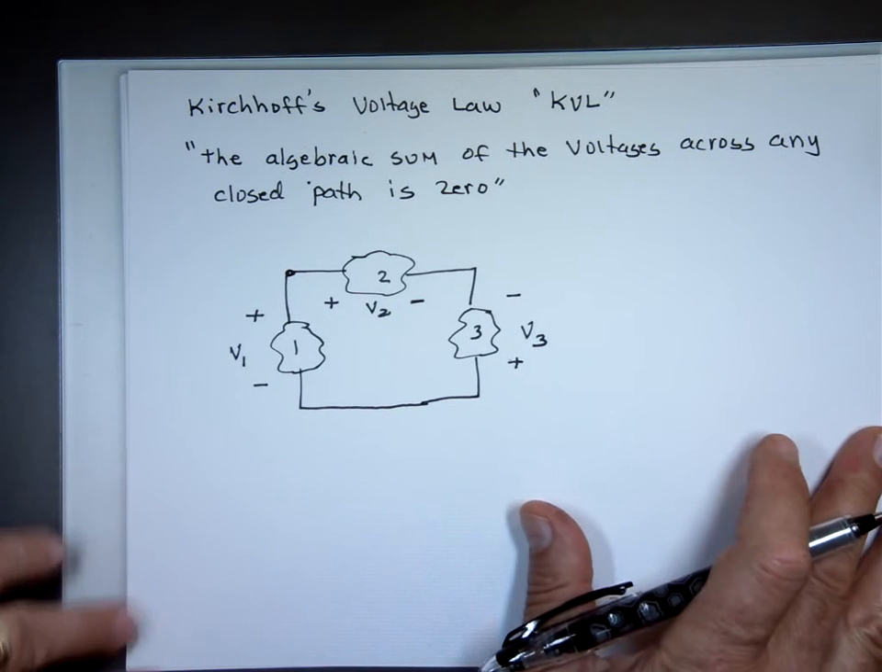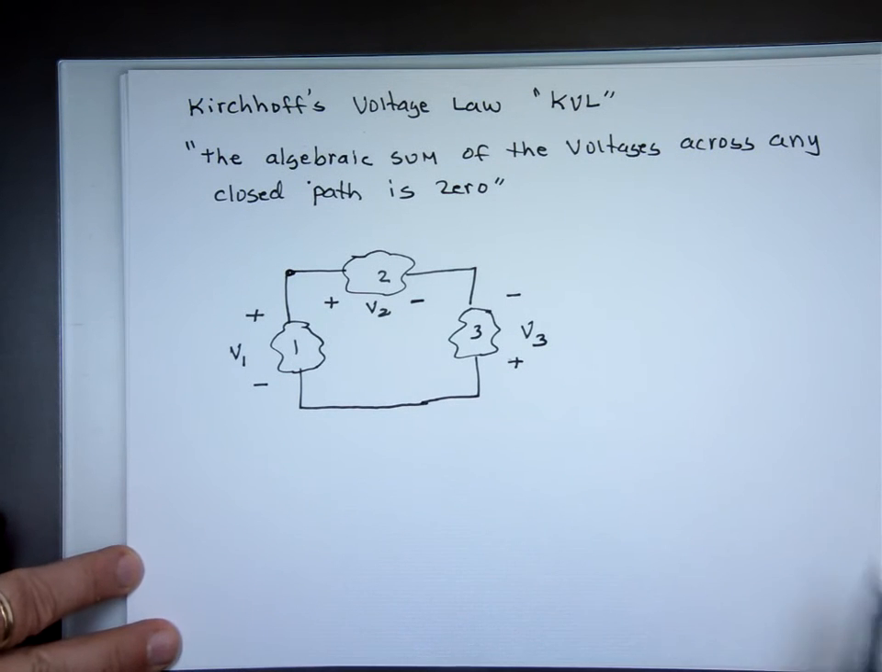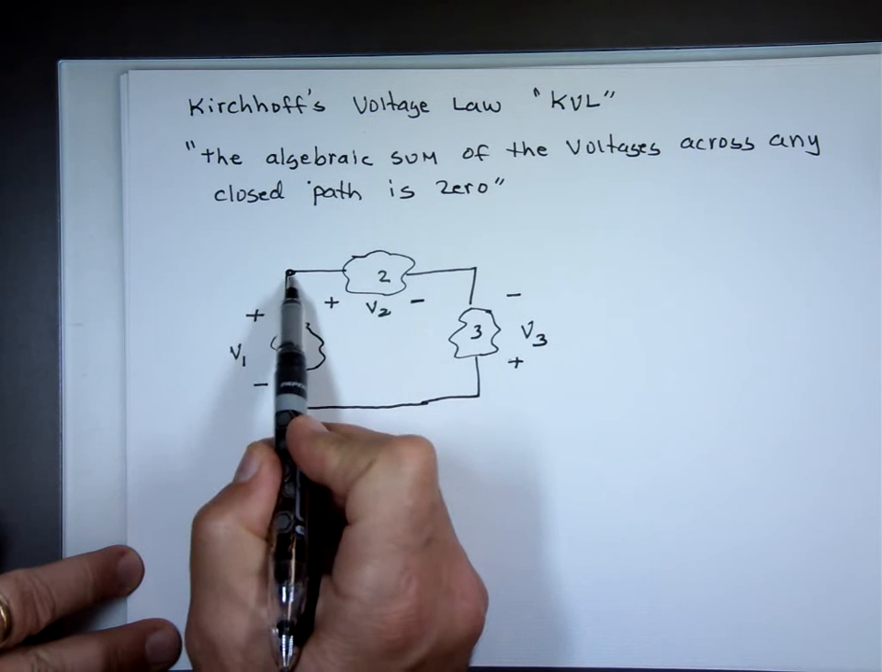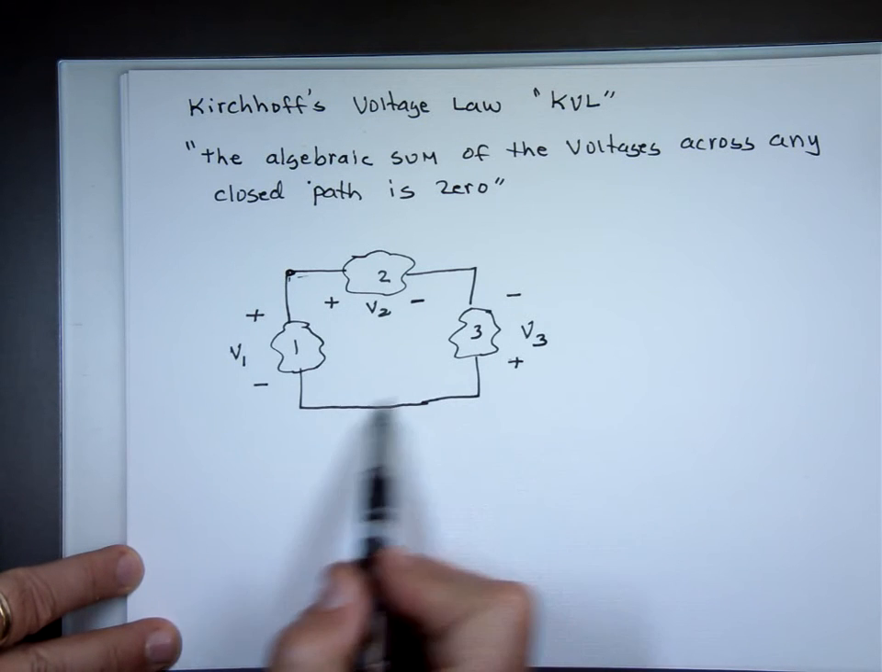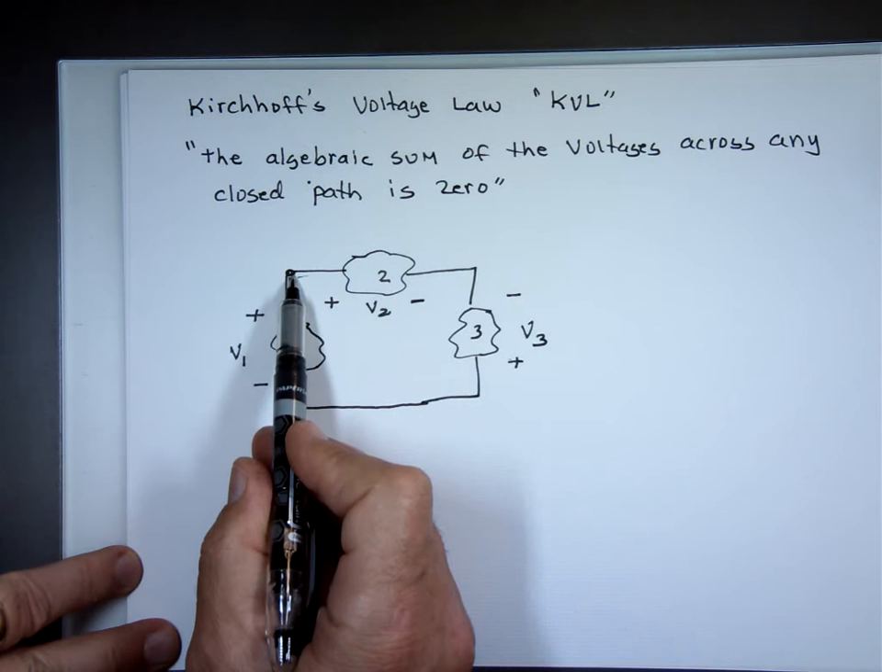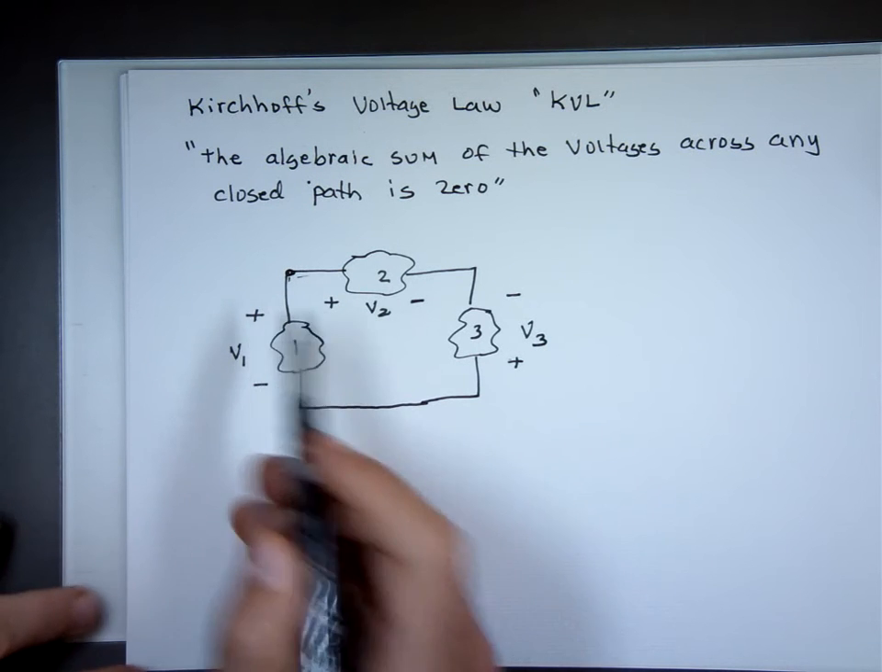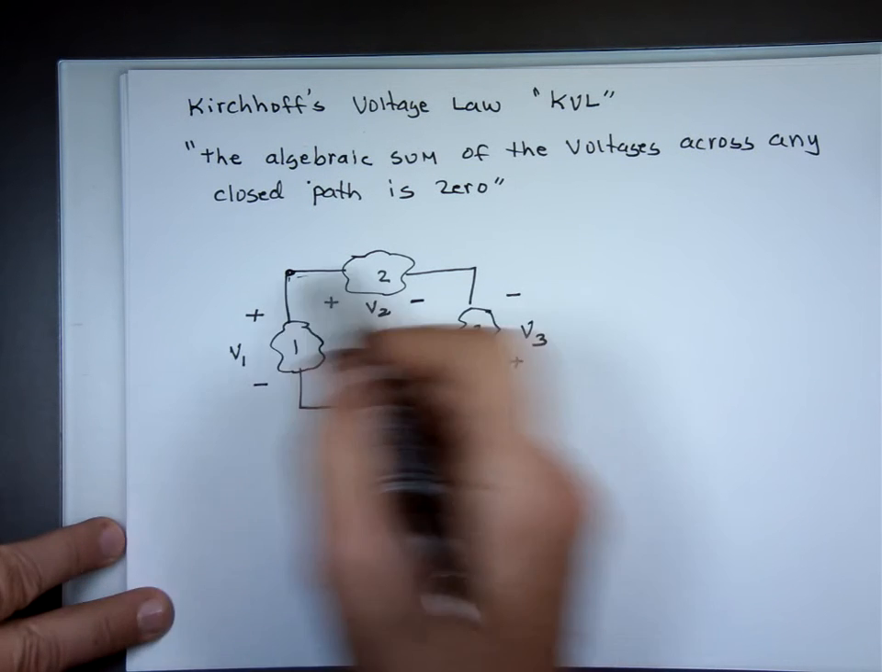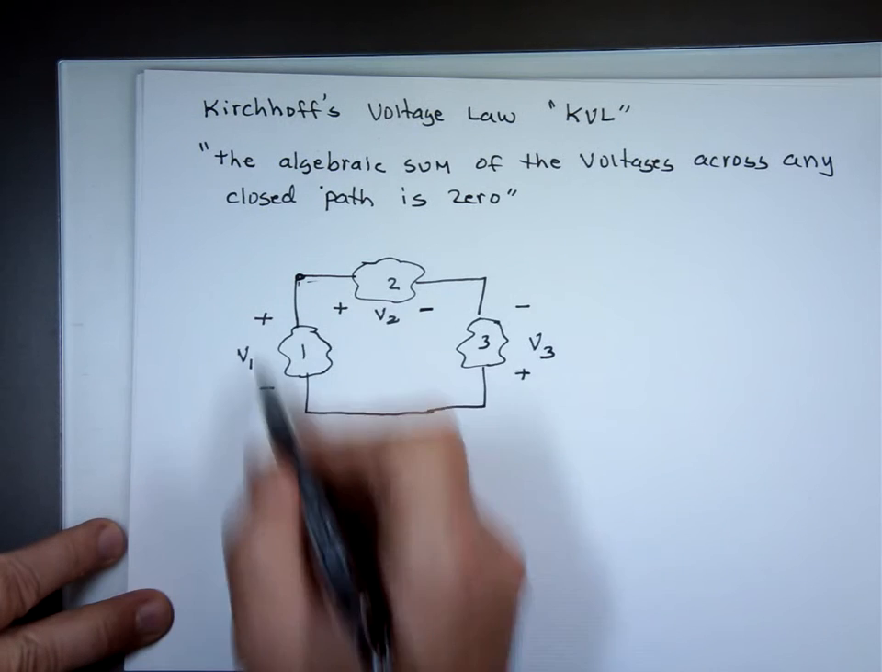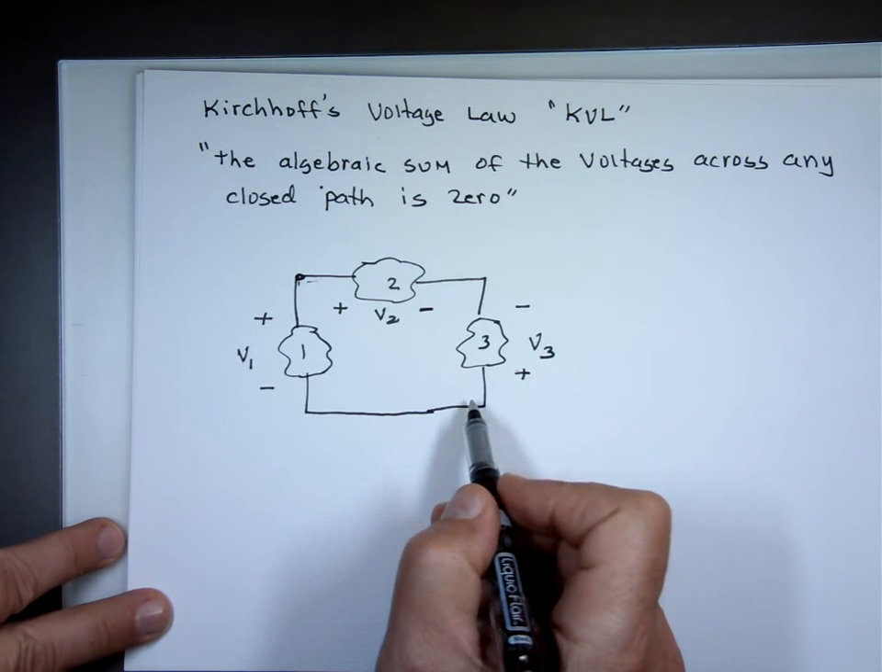Notice that's a closed path. If you start from this point, from this node, you can go around and come back to what? The same node. So what Kirchhoff said, if you travel in a closed loop like this, and if you add all these voltages, they should add up to 0.